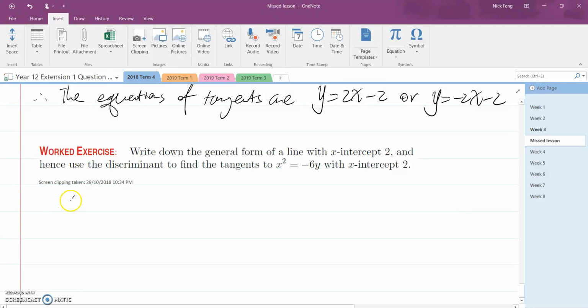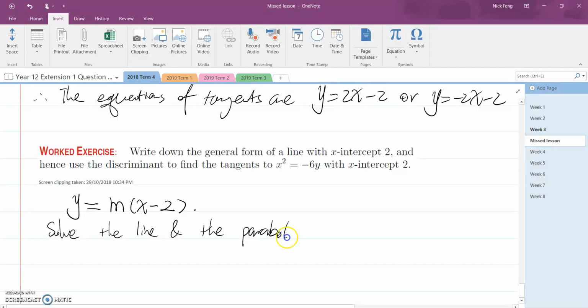So in fact, we will write it in the form y equals m times (x minus 2). The reason we do this is to make sure that in this line equation, when x equals 2, y equals 0. So therefore, that is my line. And then we're going to solve the line and the parabola simultaneously.